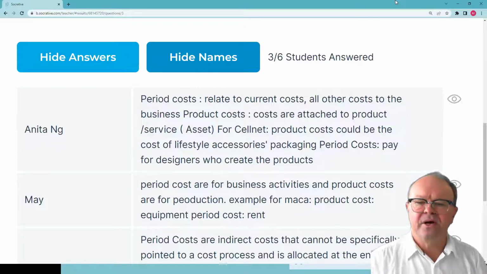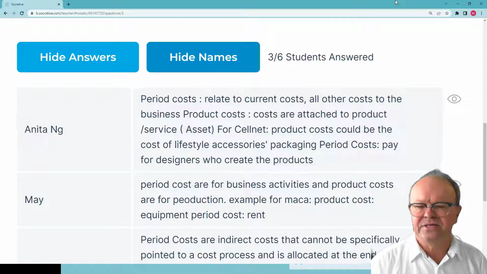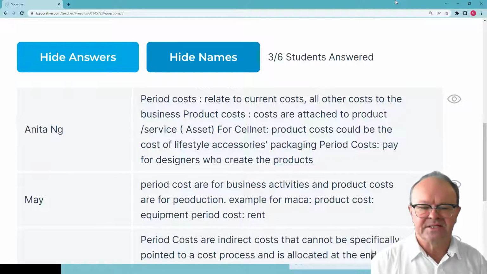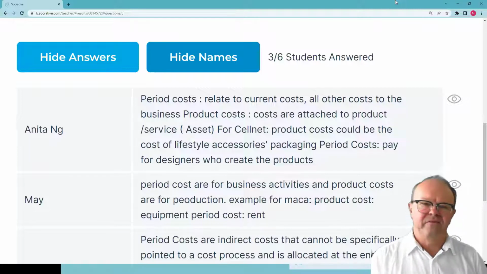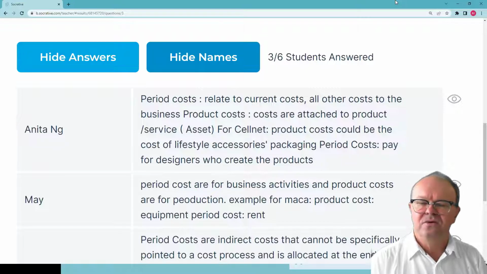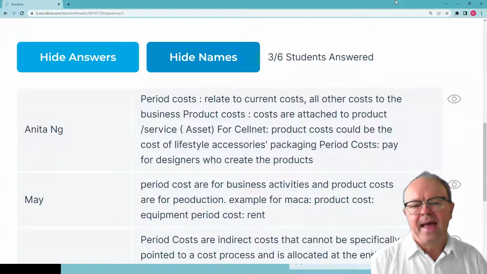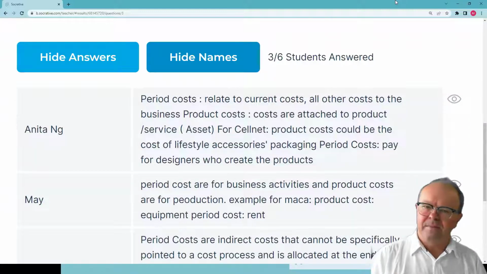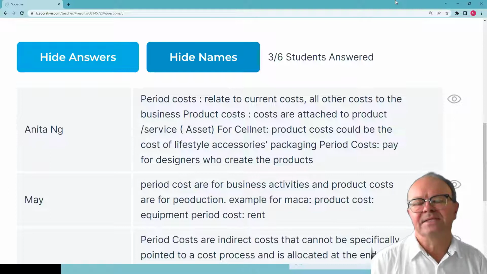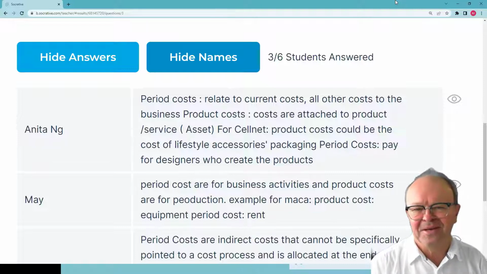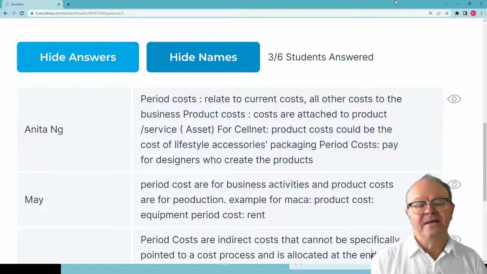At CellNet, Anita's company, product costs could be the cost of lifestyle accessories packaging. That's right. So if you're selling these various accessories and you've got various packaging costs with them, you're likely to be attaching them to your product and treating them as an expense when the product is sold. And the period costs pay for designers who create the products. Yeah, we may or may not, but we're likely to expense that each year and not attach it to any products because we don't really have them yet. We're still creating them. So there's some good examples, Anita.